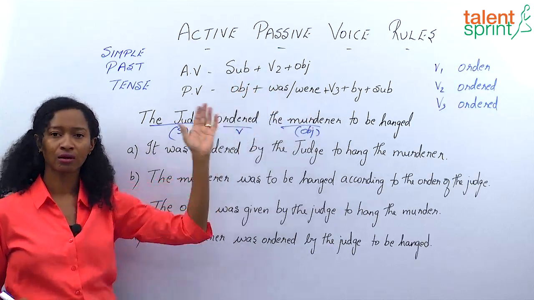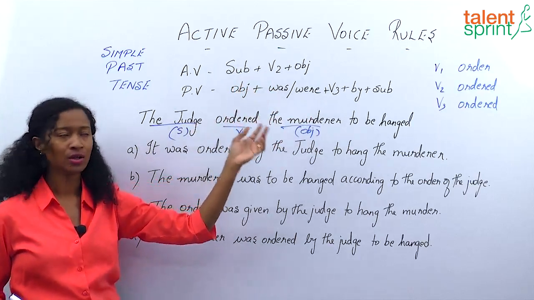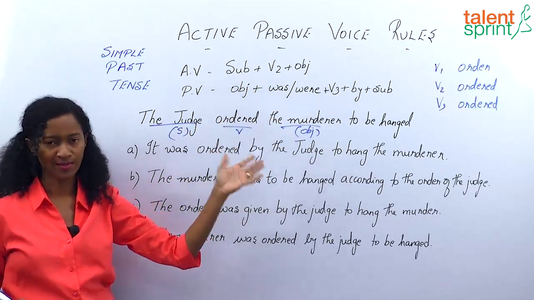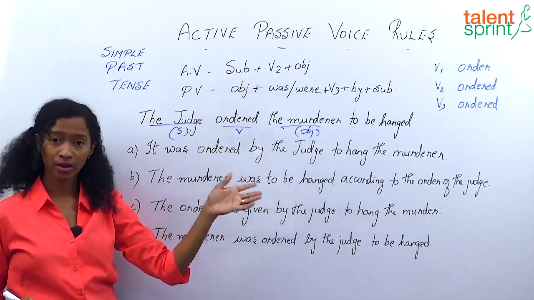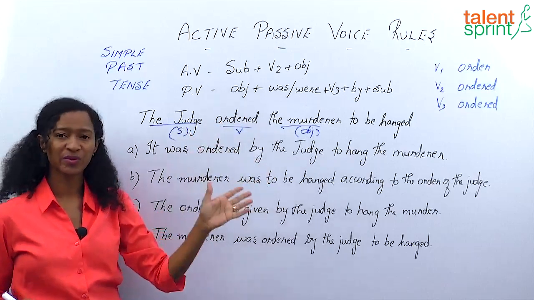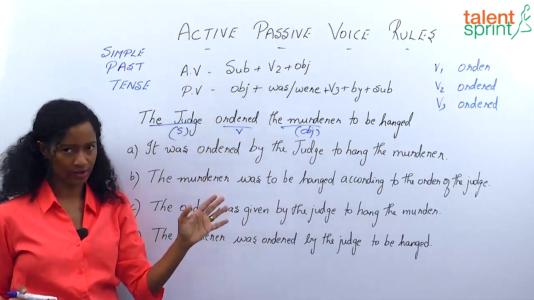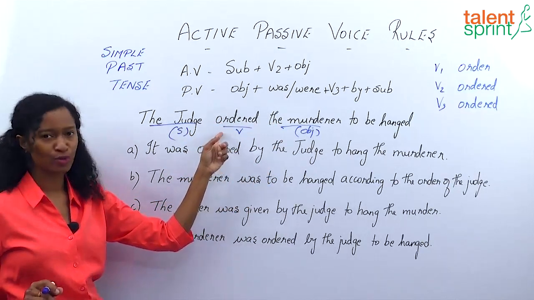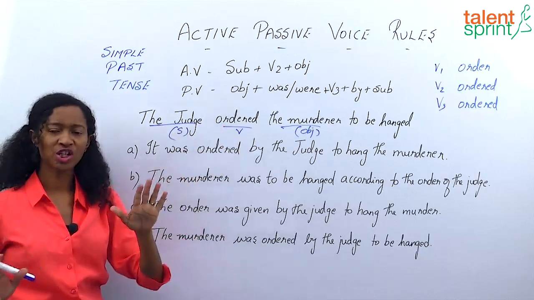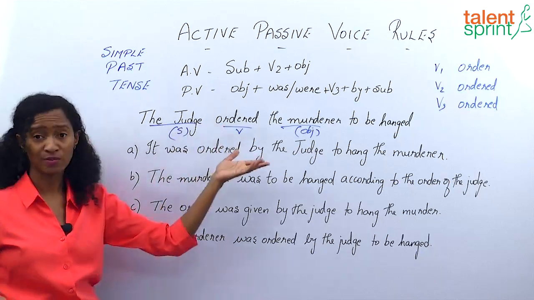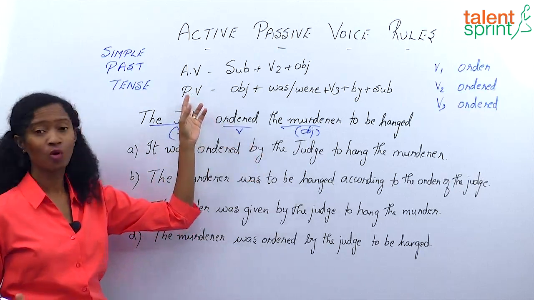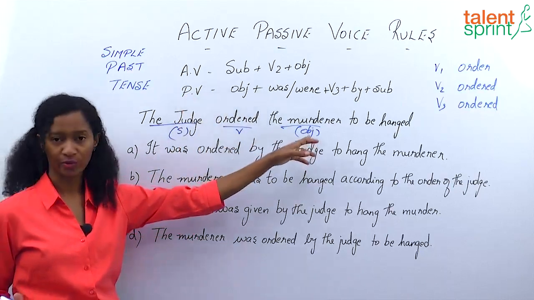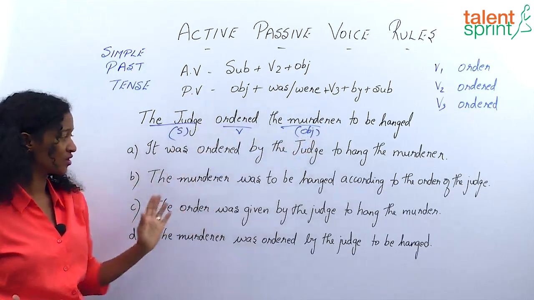And if you look at the conjugation of the verb order, we have verb 1 order, simple present tense, verb 2 ordered, simple past tense, and verb 3 past participle is also ordered. Okay, so keep that in mind. So now this is in verb 2, right? So there's not much change between the verb as such, but we need to make sure that the passive voice starts with the object, which is the passive subject, the murderer.